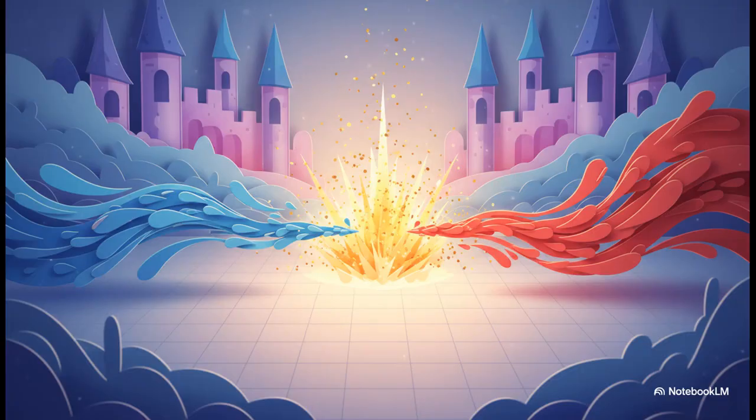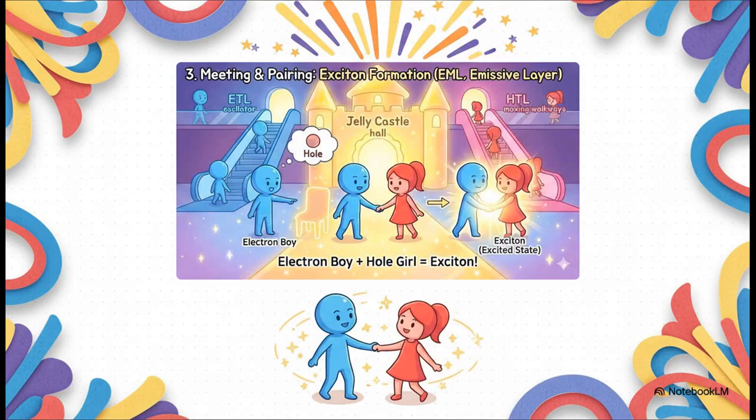And here we go. This is the moment we've all been waiting for. After traveling all the way from opposite ends of the castle, our party guests finally get to meet each other. And this is where the magic really starts to fire up. Right there, in the middle of the dance floor, an Electron Boy finds a hole girl partner. They pair up, and when they do, they create something totally new and exciting. This special, high-energy dancing couple has a name. It's called an exciton.